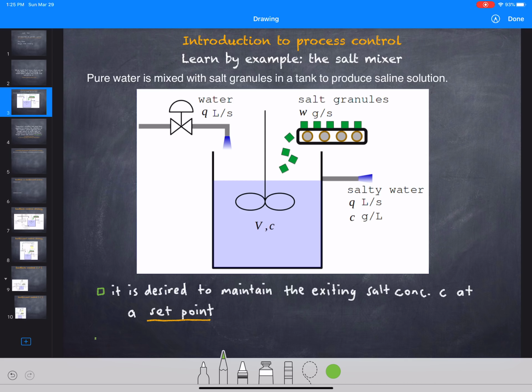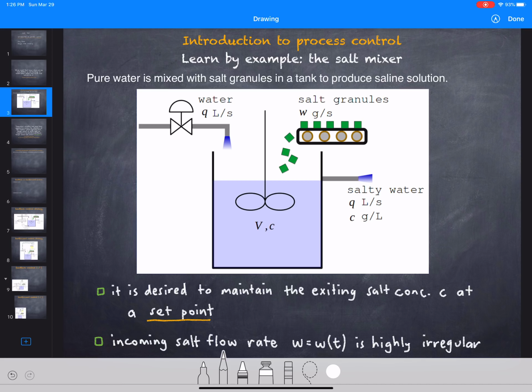And this is difficult to do because the size of the salt granules, they're highly irregular. And so the mass flow rate of salt W is also highly irregular. It's a function of time and it's unpredictable. And that's what makes it difficult to control the concentration of salt. So we'll write that down. So incoming salt flow rate W, and we'll explicitly write it as a function of time. It's changing. It is highly irregular. And that makes it challenging to maintain C at the set point.